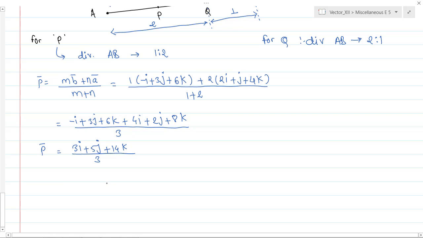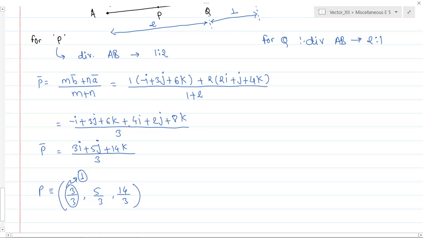What will be the coordinates of this point? This is the position vector, so the coordinates of the point are the coefficients of i, j, k. It is 3 by 3, comma 5 by 3, comma 14 by 3 for point P. You can write this as 1, comma 5 by 3, comma 14 by 3. This is all about point P.